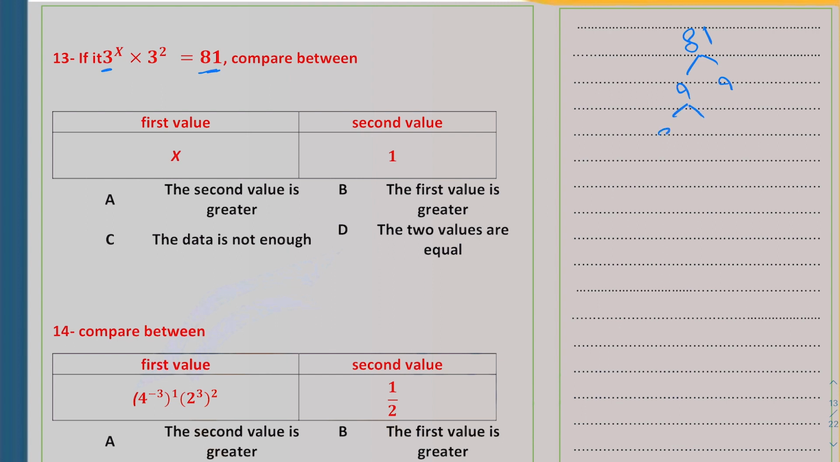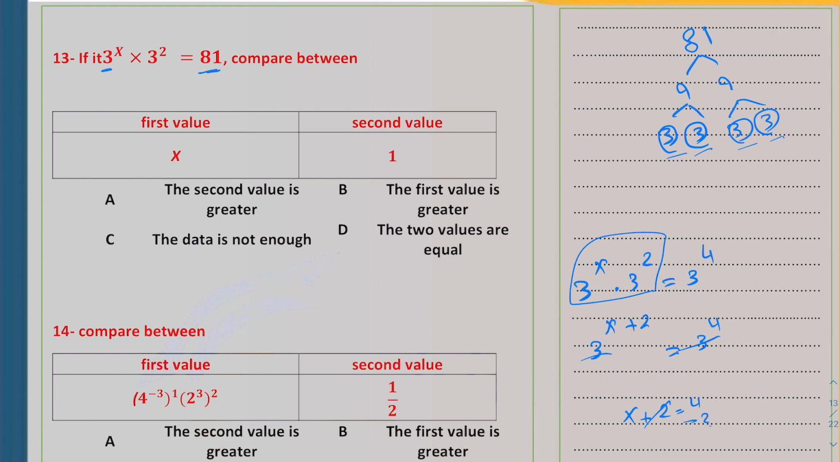And 9 equals 3 times 3. So how many 3s do we have? We have 4. So I can write 3 power x times 3 power 2 equals 3 power 4. In multiplication, we should add exponents. It will be 3 power x plus 2 equals 3 power 4. Cancel 3 and 3. x plus 2 equals 4. I will move 2 to the other side. It will be negative 2, so x is 2. So A, the first value is more, okay?